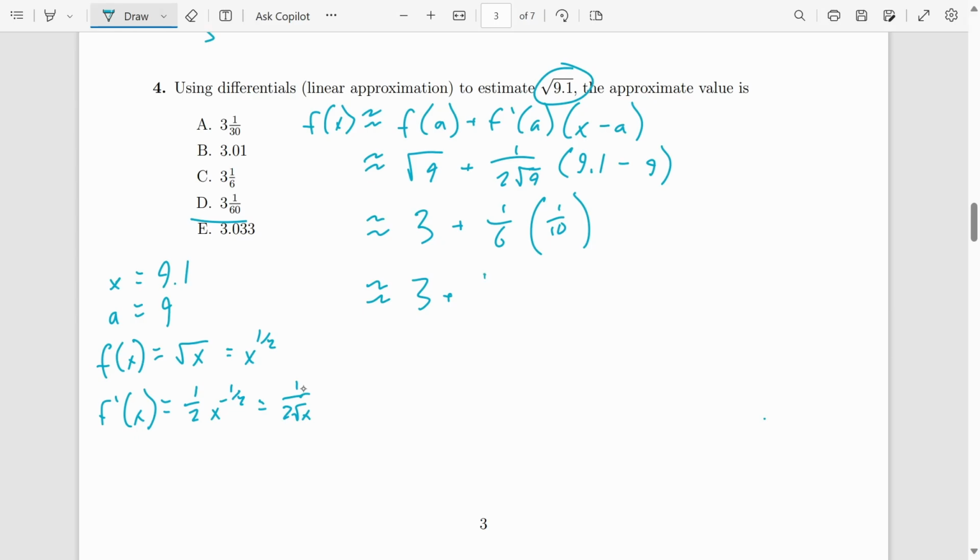So this is 3 plus 1/60th, which is just 3 and 1/60th. I guess they put it in that weird form that you haven't used in like 8 years. But anyways, the answer is D here.